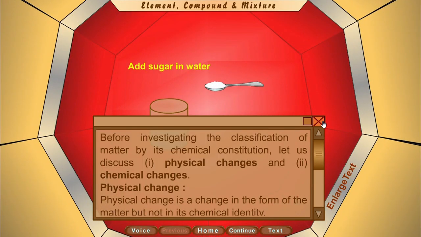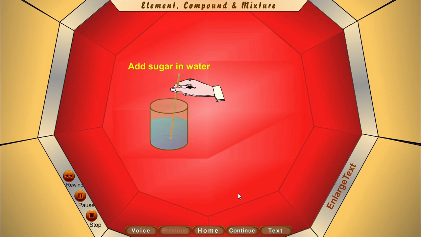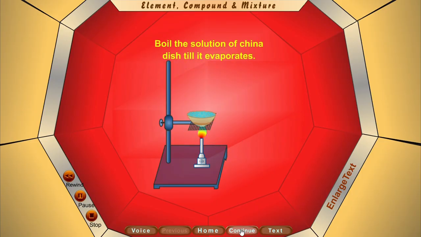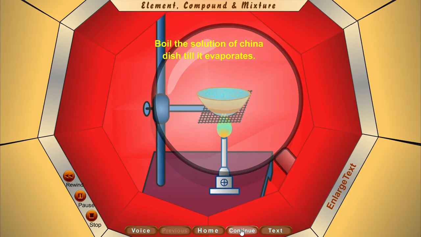Element, compound and mixture. Before investigating the classification of matter by its chemical constitution, let us discuss physical changes and chemical changes. Physical change. Physical change is a change in the form of the matter, but not in its chemical identity. Example.